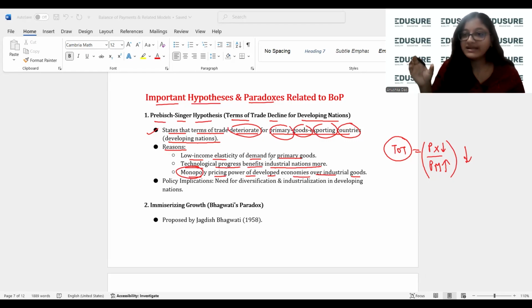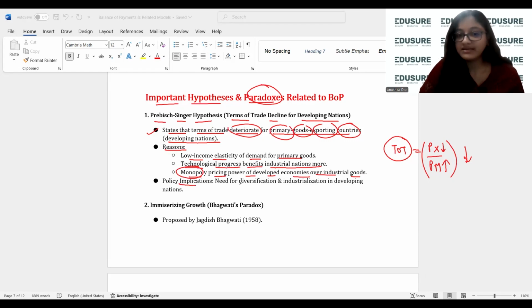So the terms of trade eventually is declining for developing nations, and it is improved eventually in the long run for the developed. So eventually the developed nations are getting benefited from trade. As developing nations, we are not benefiting from it. Though it seems like we are benefiting, we are actually not benefiting. That is the paradox which was propounded by Prebisch-Singer, known as the Prebisch-Singer hypothesis.